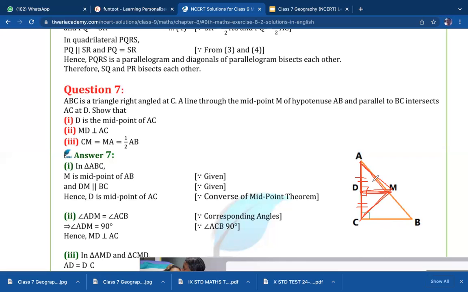So therefore we can say that AM is equal to CM. But M is the midpoint, right? So M is the midpoint and AM is equal to MB also. So CM is equal to MA and MA is half of AB. Hence it is proved. The third part also. Thank you.